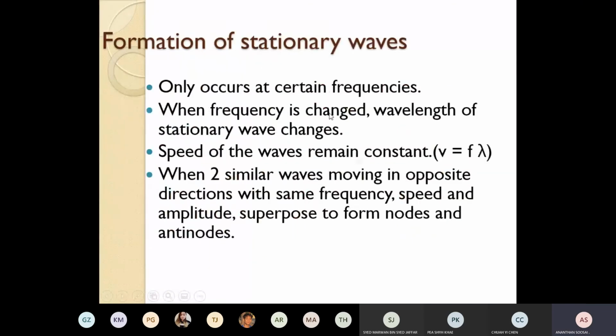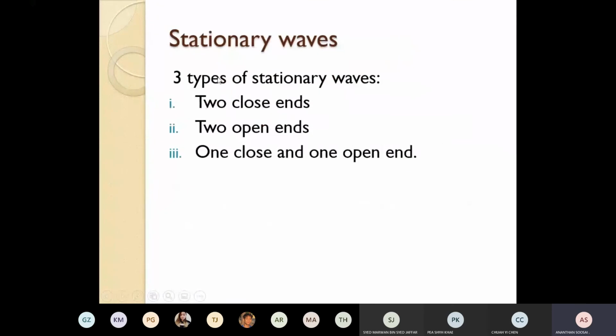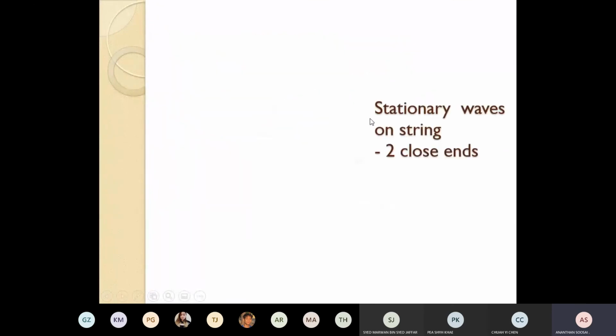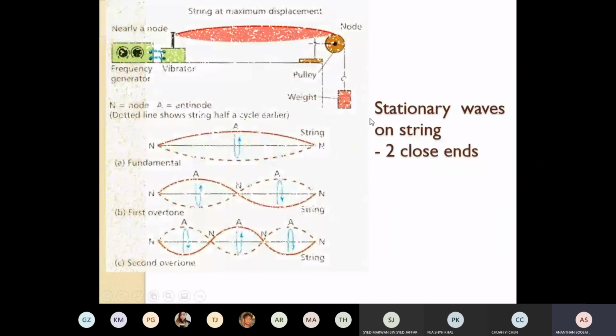So the first thing we're going to talk about is the stationary wave that happens in a string. Okay, this is the setup we're going to use to form a stationary wave, when we manage to get into the lab, maybe later, hopefully. We're going to have a frequency generator. Just now you saw the video, the guy adjusting the frequency. He was actually adjusting the frequency at the frequency generator.